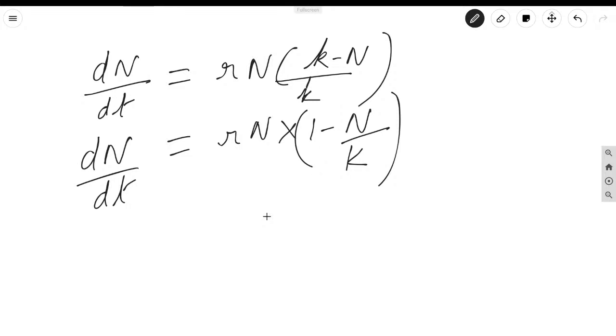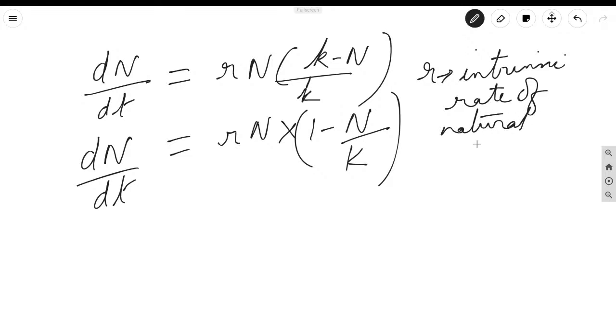Okay, so here if you see, what is the meaning of these different attributes present in this specific equation? So small r, what does it mean? It means intrinsic rate of natural increase. Okay, intrinsic rate of natural increase means what is the rate of your reproduction? Okay, puberty. So how much time do you take to reproduce if you are considering a cell? Okay, it is intrinsic rate of natural increase.